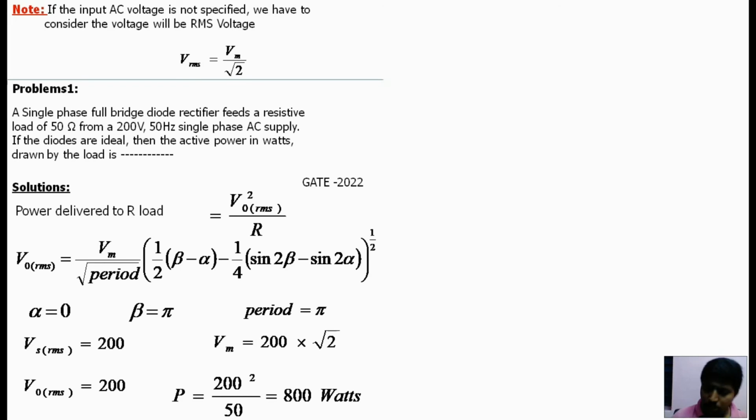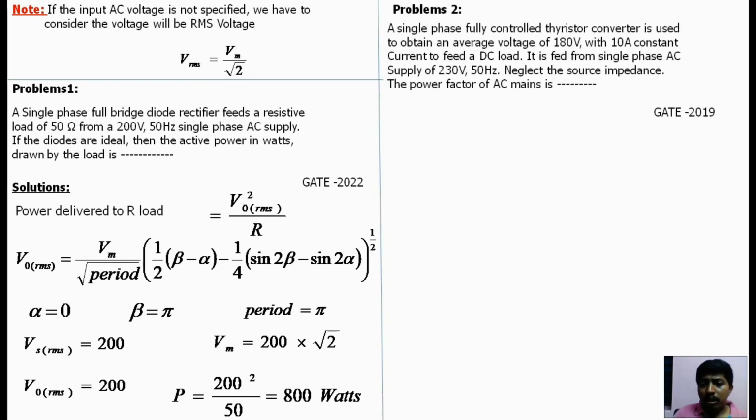The second question was asked in GATE 2019 examinations. A single phase fully controlled thyristor converter is given. The average output voltage is 180 volt, the load current is 10 amps, constant current, and the input voltage is 230 volt. This is not the peak value but the RMS value. We have to find the power factor.